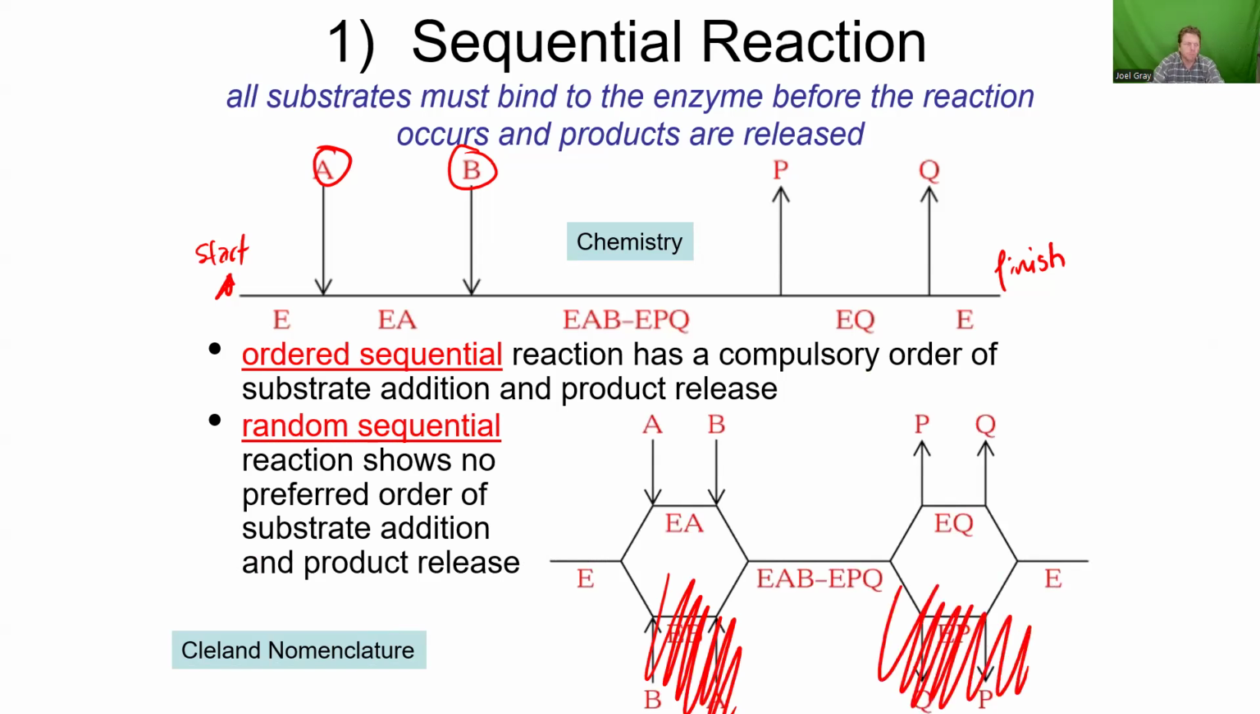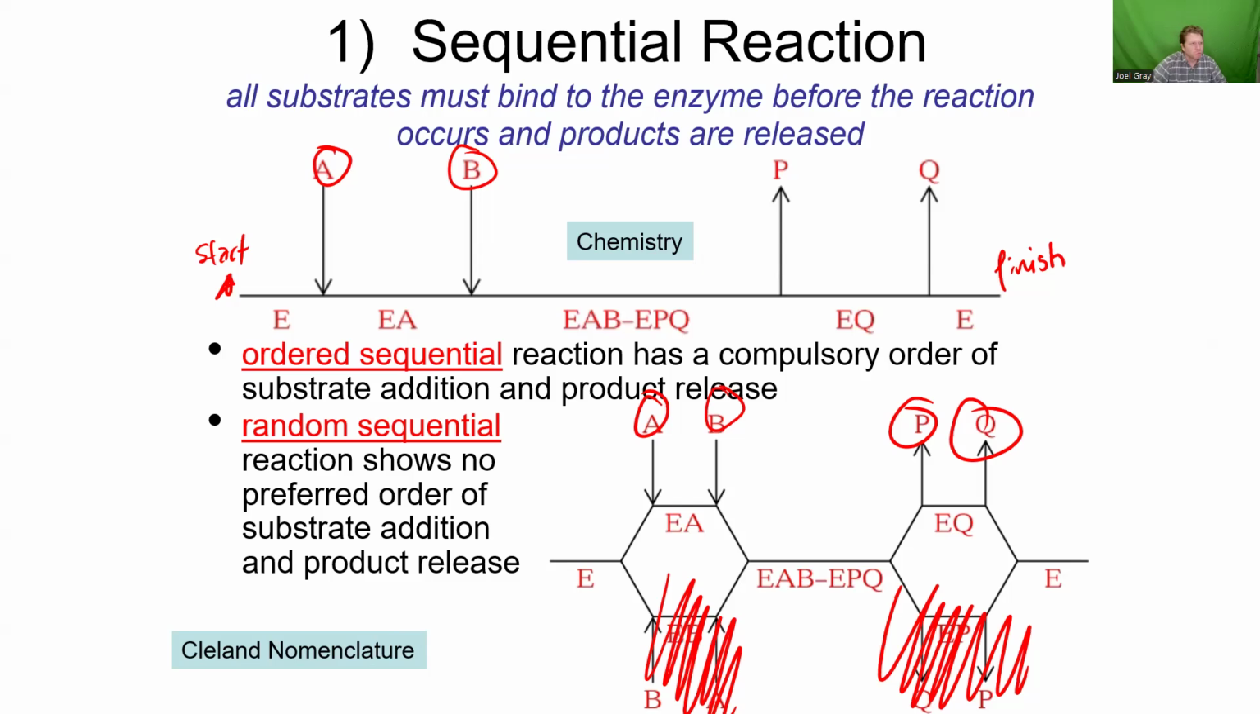Now look back. Okay, in an ordered sequential reaction, what might happen is A might bind, and then B might bind, and then P is going to be released, and then Q is going to be released. Okay, that's one outcome of an enzyme that follows a random sequential reaction.